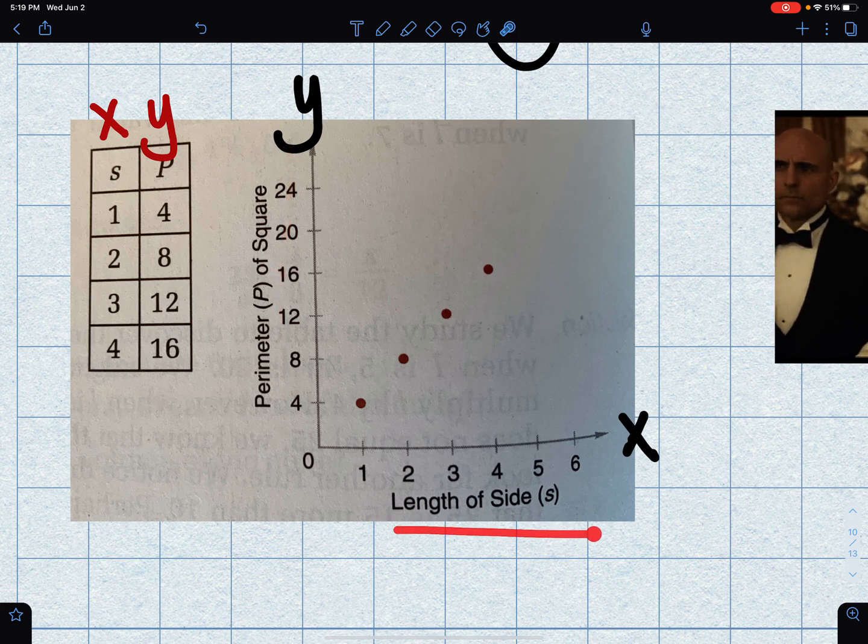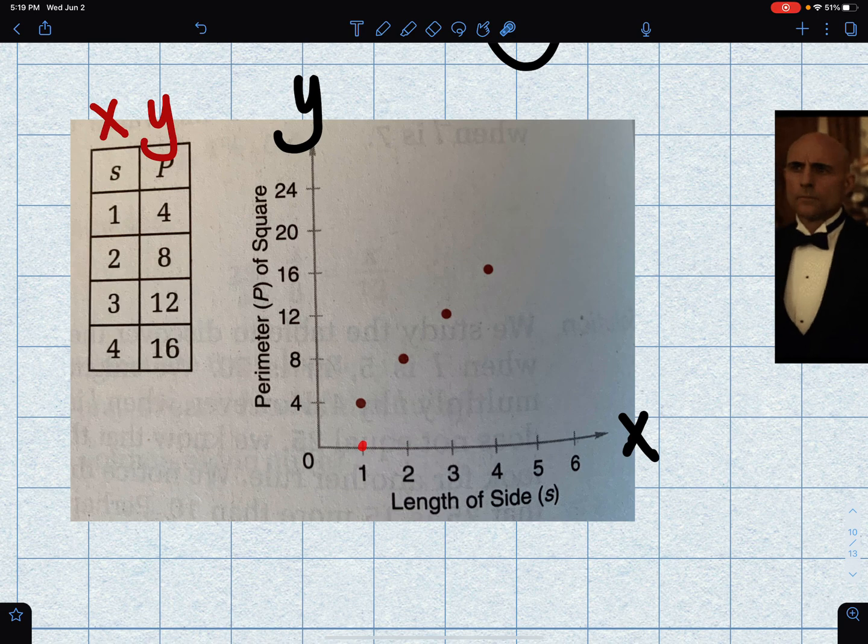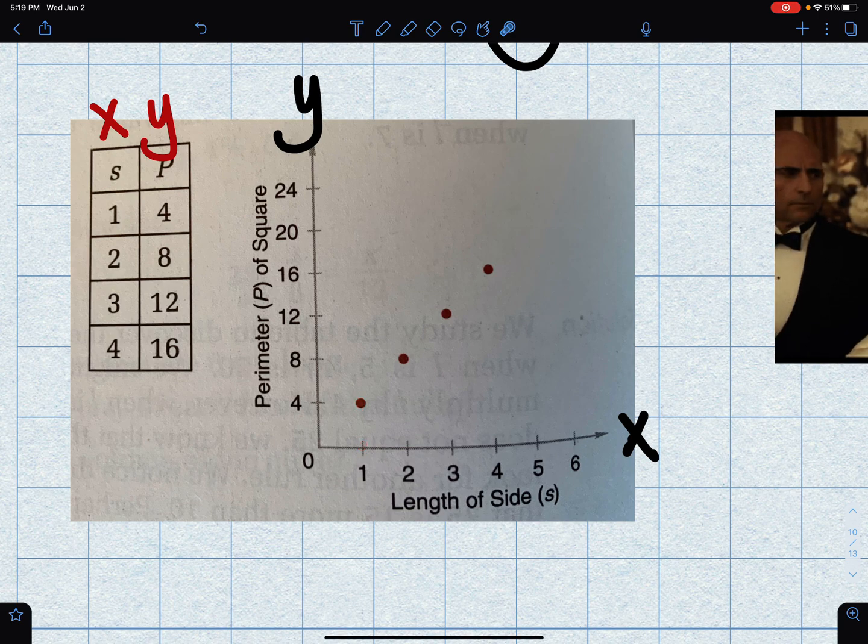So this is the length of the side, and these are the perimeters of a square. If the length of the side is 1, the perimeter is going to be 4. If the length of the side is 2, the perimeter is going to be 8. And this would be perfectly on a graph paper. 3 goes to 12, and if x is 4, y is 16. Okay, you've got it.